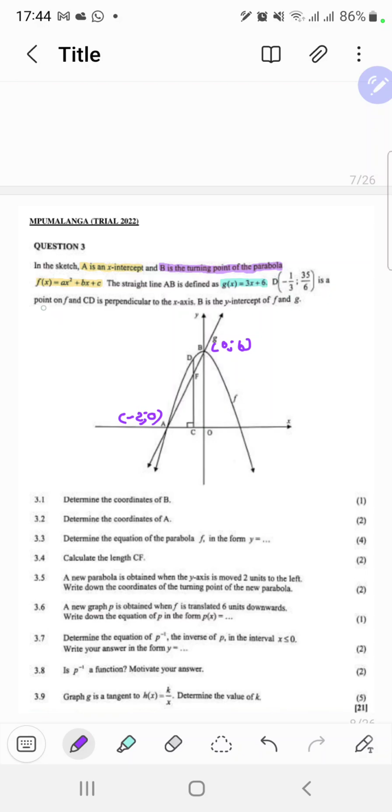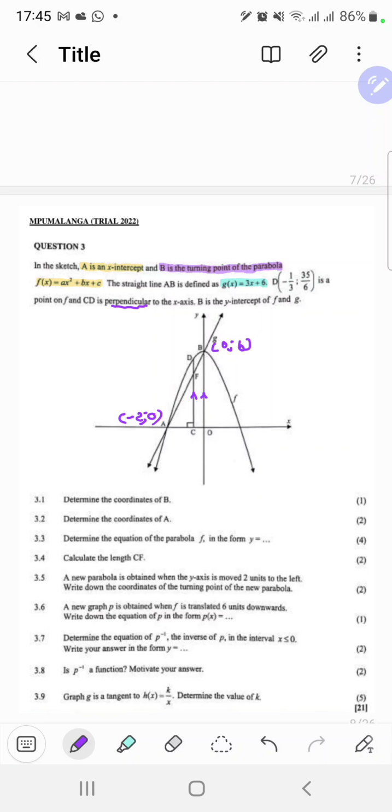Okay, not a problem. And then C is a point on F and CD is perpendicular to the x-axis. Okay, that's fine. If it is perpendicular to the x-axis, it means it's parallel to the y-axis. And if it is parallel to the y-axis, it means the x value at C is the same as the x value at F and the same as the x value at D. So that means the x values for those 3 points is basically minus a third. What differs is just the y values.